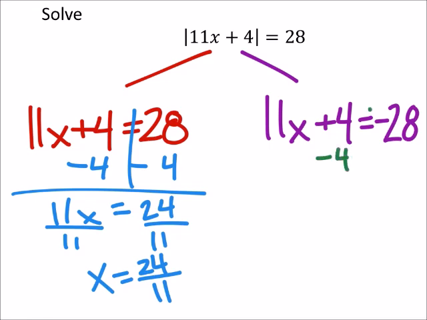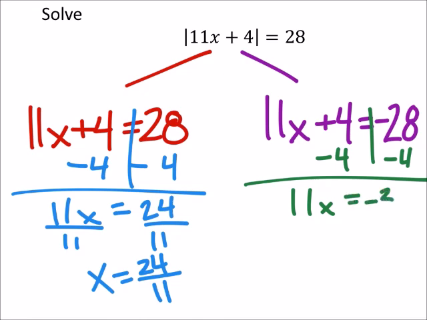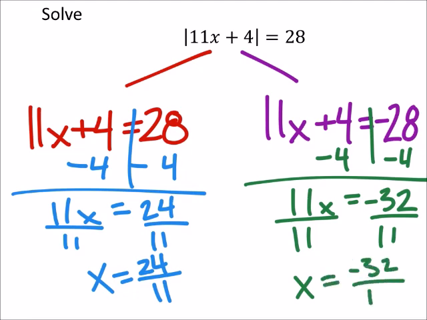So I'll subtract 4 from both sides again. So I got 11x equals negative 32. Dividing both sides by 11, and x equals negative 32 elevenths.